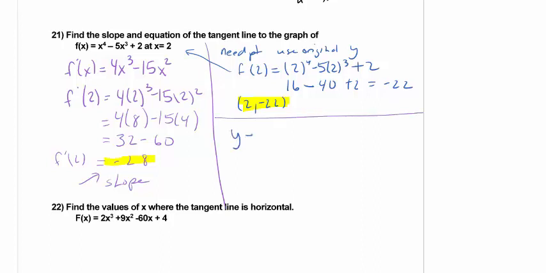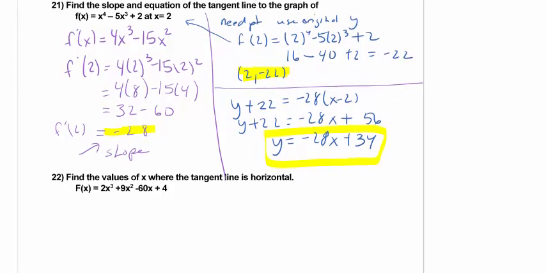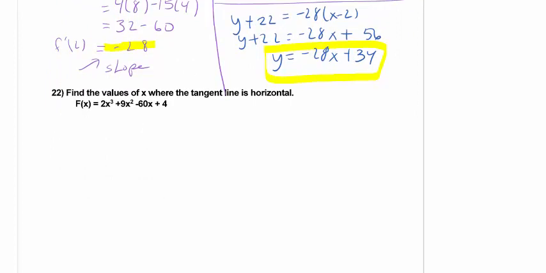Finish the problem. I again use point slope form. Distribute that slope to both pieces. Subtract the 22. That is my equation. So this question asked for the slope. My answer on my math will be negative 28. And the equation of the line, which is y equals negative 28x plus 34. Only difference to this section is now we can use the actual derivative rules and not use the difference quotient to find it.